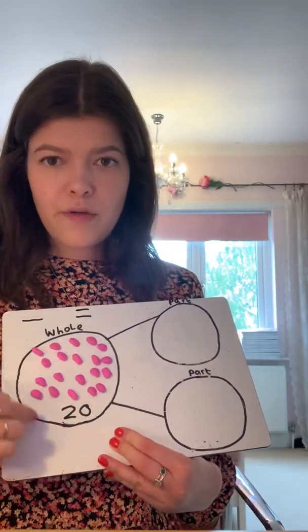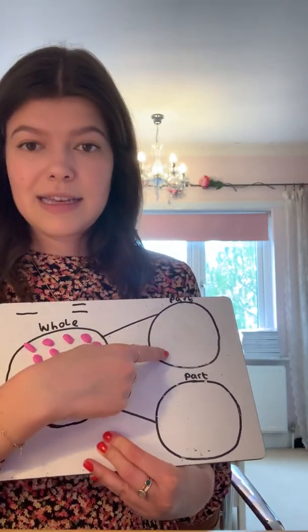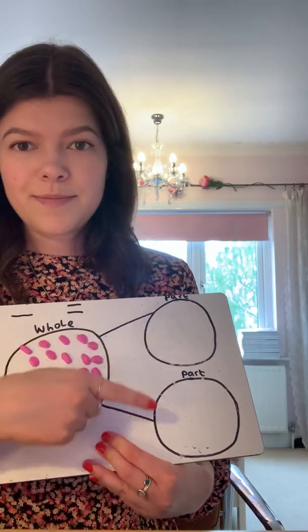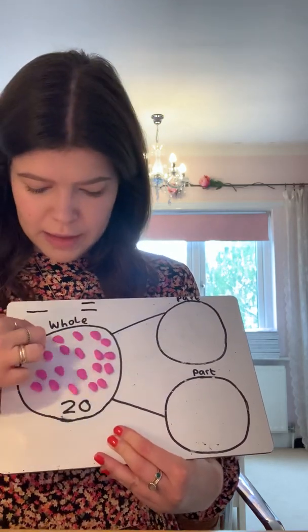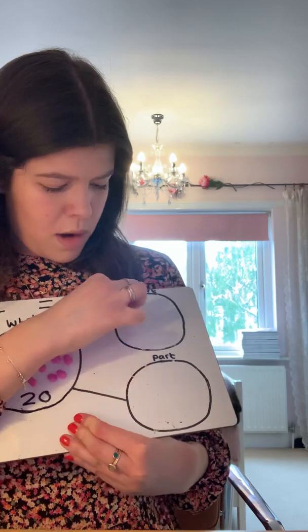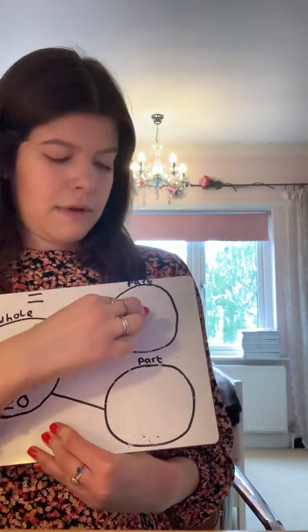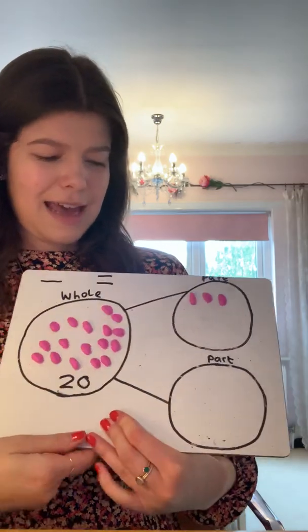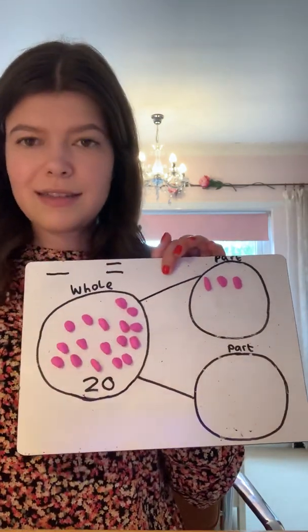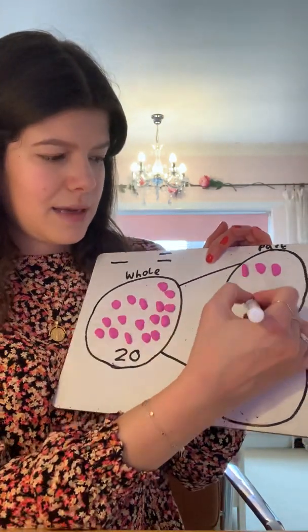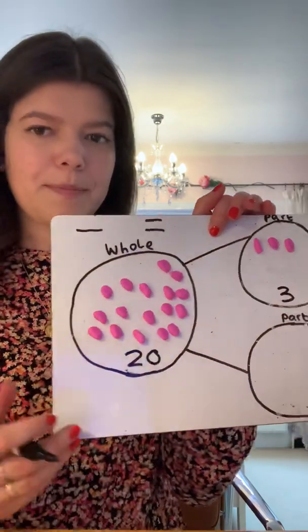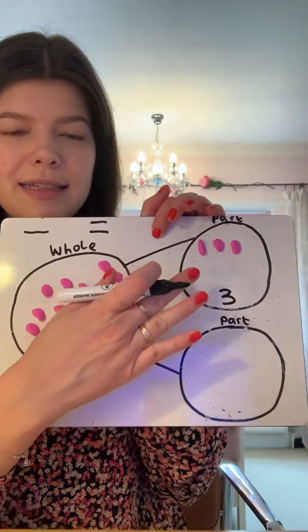So I'm going to move 3 objects into which part? The first part. Lovely. So help me count out 3. 1, 2, 3. Okay. How many did I subtract? 3. Okay. Fantastic. So 20 subtract 3.